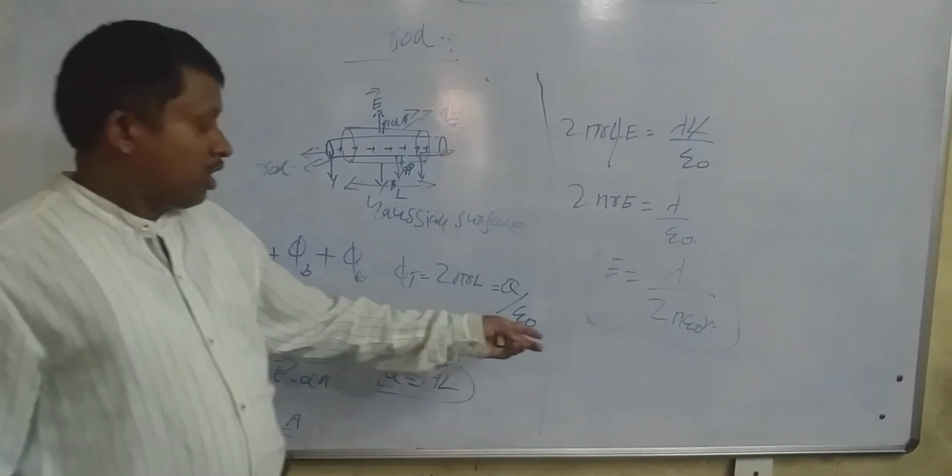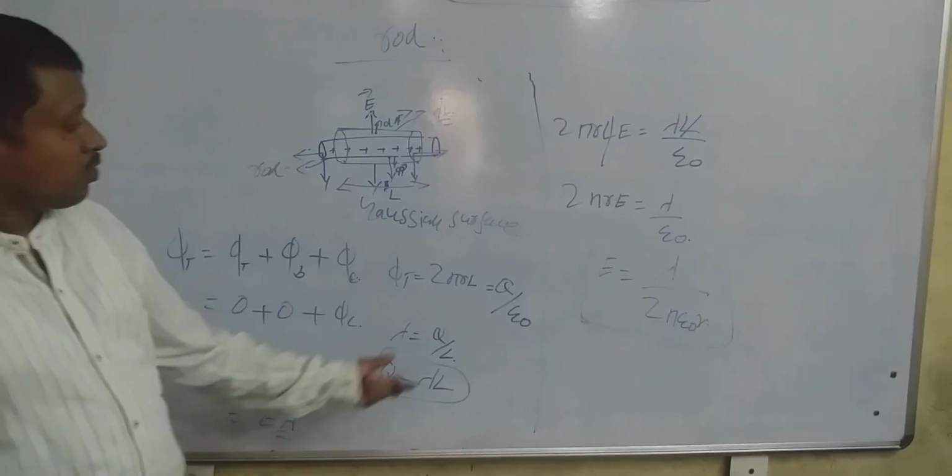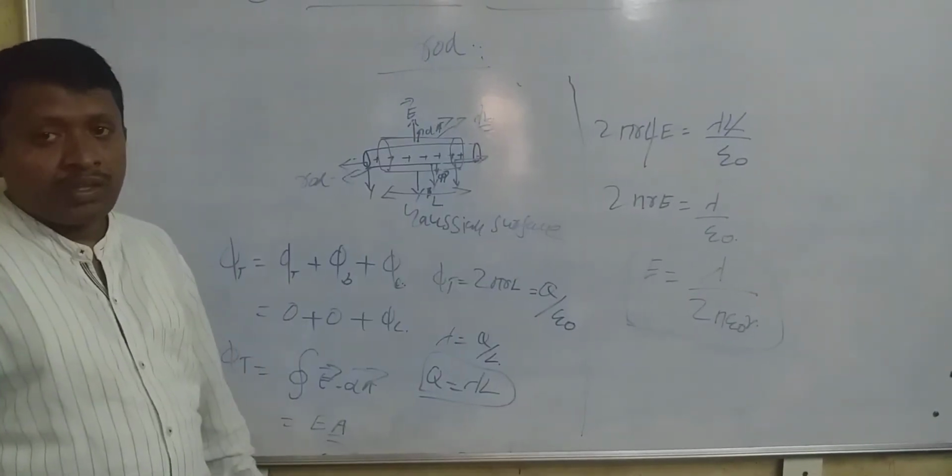Now we used the symmetry and we used Gauss's law, so within 2 or 3 steps we found the answer. This is the power of Gauss's law. That's all.